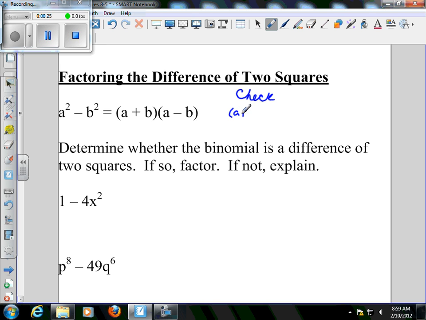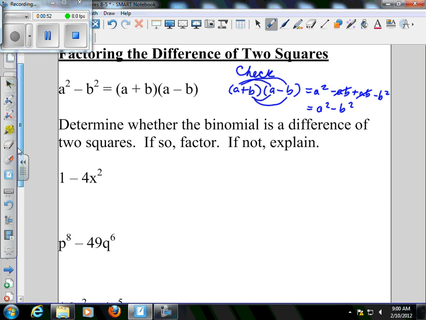And if you're unsure of why that works, just check this. A plus b times a minus b. Go ahead and FOIL that. A times a is a squared. A times negative b is negative ab. B times a is positive ab. And b times negative b is negative b squared. The middle terms cancel, and you're just left with a squared minus b squared.